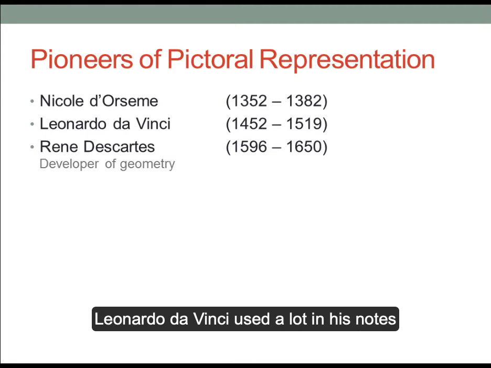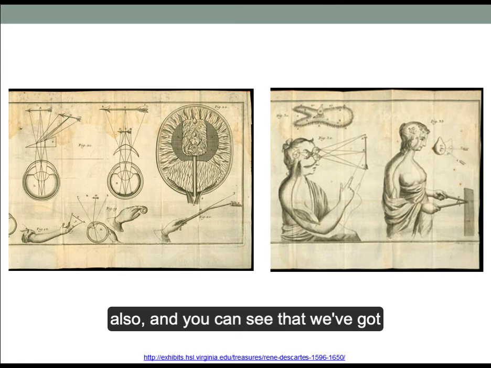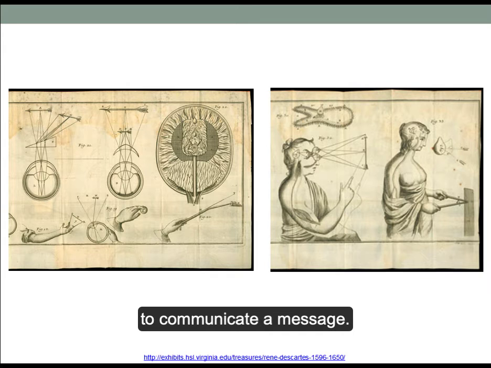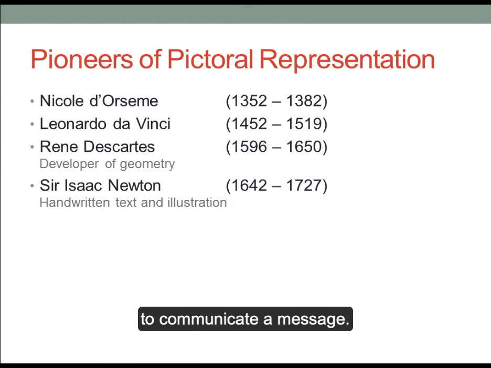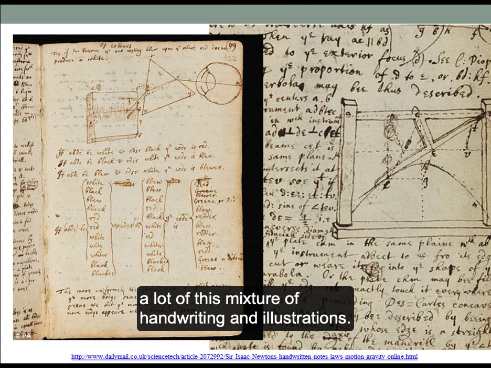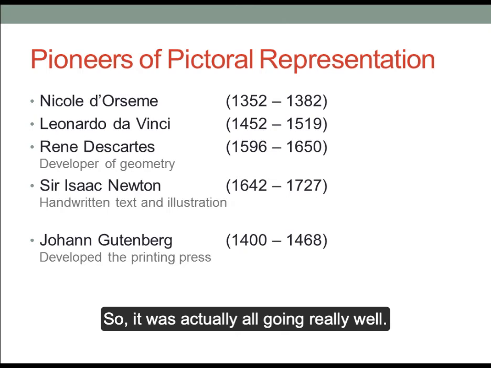Leonardo da Vinci used a lot in his notes, a lot of pictures with text. René Descartes, who was the developer of geometry, also, and you can see that we've got sort of this picture with some text in there to communicate a message. We also have Newton, and again in his notes we can see a lot of this mixture of handwriting and illustrations.